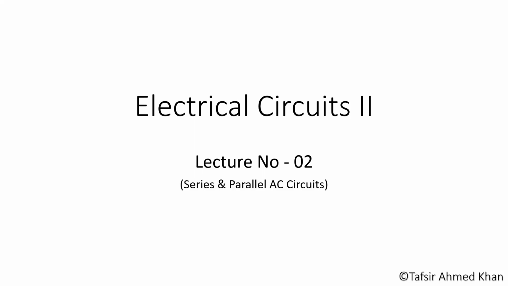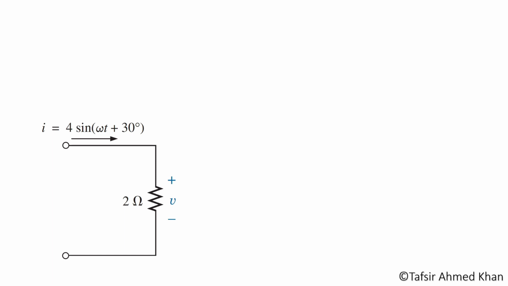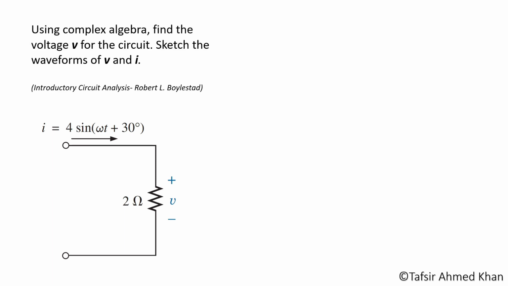Hello everyone. Today we will be solving another problem from series and parallel AC circuits. This is the problem. Here we need to find the voltage equation across a 2 ohm resistor. The I is given. The I is equal to 4 sine omega t plus 30. This problem is taken from Introductory Circuit Analysis. After the example, we have to draw the waveforms of V and I.